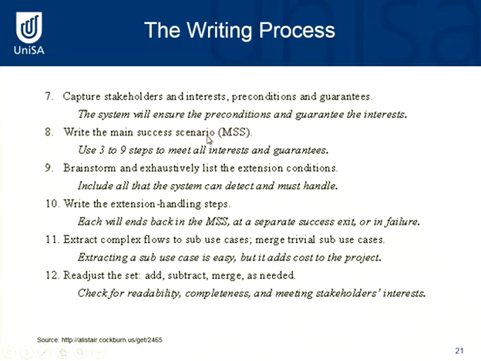You write the main success scenario, which is pretty much the flow of activities. You then need to think about and brainstorm and exhaustively list the extension conditions or the exception conditions. So you need to think about all the things that the system can detect and that it must handle. So every single thing that can go right, but also every single thing that can potentially go wrong, when you're developing a system.